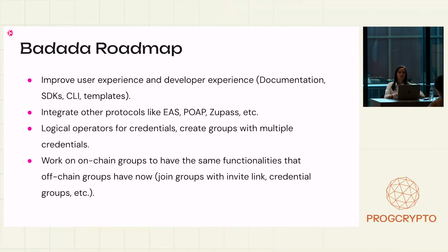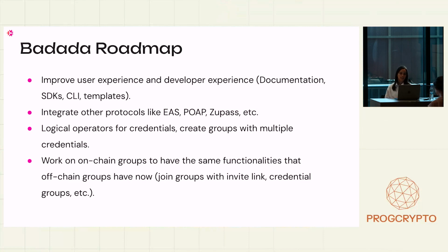Now I will talk about the Bandada roadmap. What are some things that we would like to include? We want to get feedback. If you have protocols that could be integrated, we want to know more about them too. The first thing is to improve the user experience and developer experience with documentation, SDKs, and CLI templates, so developers can easily build on top of it. Integrate other protocols like Ethereum Attestation Service, POAP, and also Sismo, and several other protocols that could be integrated.